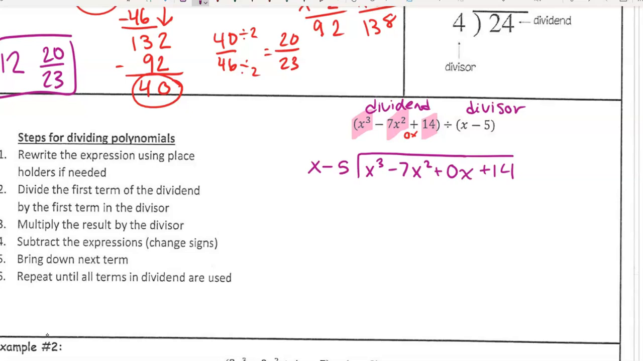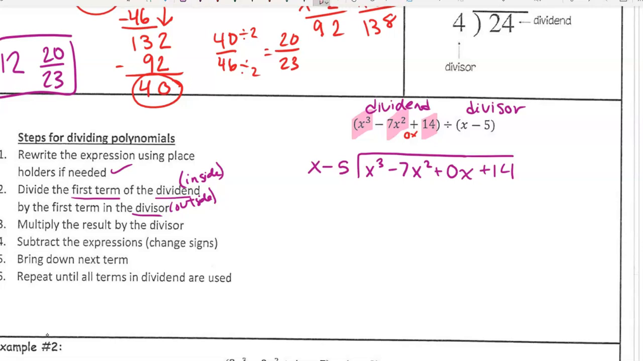Our next step here, we did this one. Our next step here is to divide the first term of the dividend. The dividend is on the left, right here. Just kidding. It's on the inside, and our divisor is here. So the first term of the dividend, this is the inside, by the first term in the divisor, which is the outside.